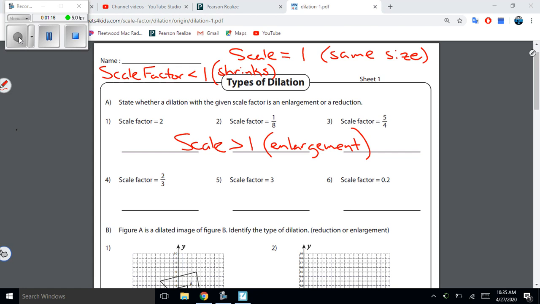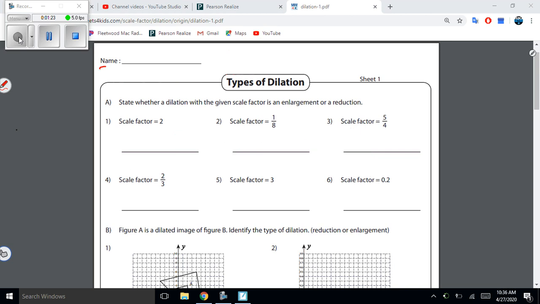And we'll just share a few examples here of what's happening. So I'm going to erase this real quick. And then let's take a look at some examples. Obviously, if we take a scale factor of 2, that means it's going to be an enlargement. If I see a scale factor that's fractional, that means it's going to be a reduction. Okay, it's going to shrink.